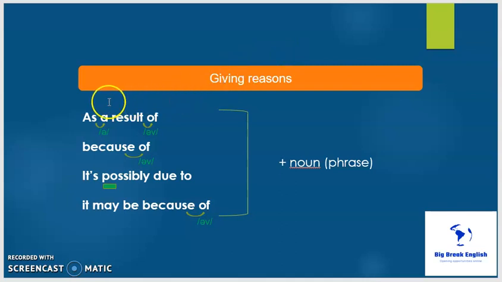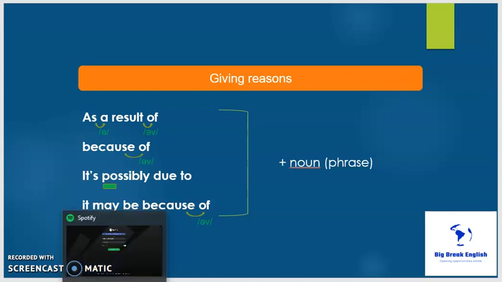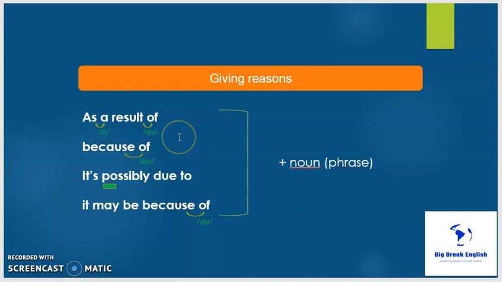So first here we have as a result of. Okay, so for the pronunciation here, notice we have a link between the end of the penultimate word and the last word, and with a weak sound. So it's of, result of, and also a link between the ending of the first word and the second word. So it's as a result of.